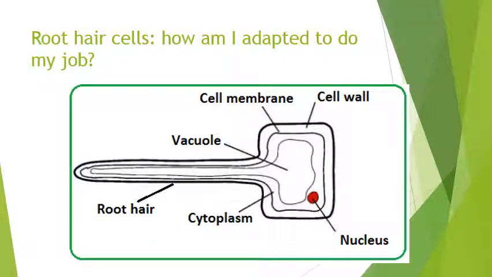Next question is, how are root hair cells adapted to do their job? Remember that we've learned that specialized cells are usually very good at doing what they're doing because they're adapted. So the root hair cells have various adaptations.